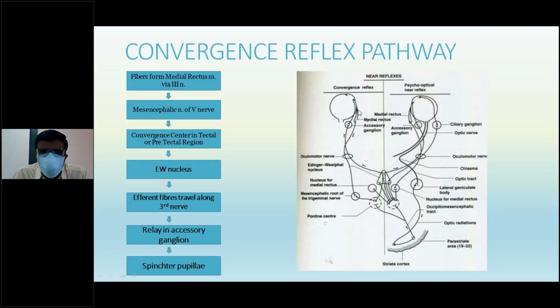The fibers which originate from the medial rectus reach the third nerve. Along the third nerve, the oculomotor nerve, they reach the mesencephalic nucleus of the fifth nerve. From the mesencephalic nucleus, it reaches the pontine nucleus. From the pontine nucleus, the reflex reaches the Edinger-Westphal nucleus. From the Edinger-Westphal nucleus, it reaches the accessory ciliary ganglion of both sides. From the accessory ciliary ganglion, the fiber reaches the sphincter pupillae. This is the convergence reflex pathway.